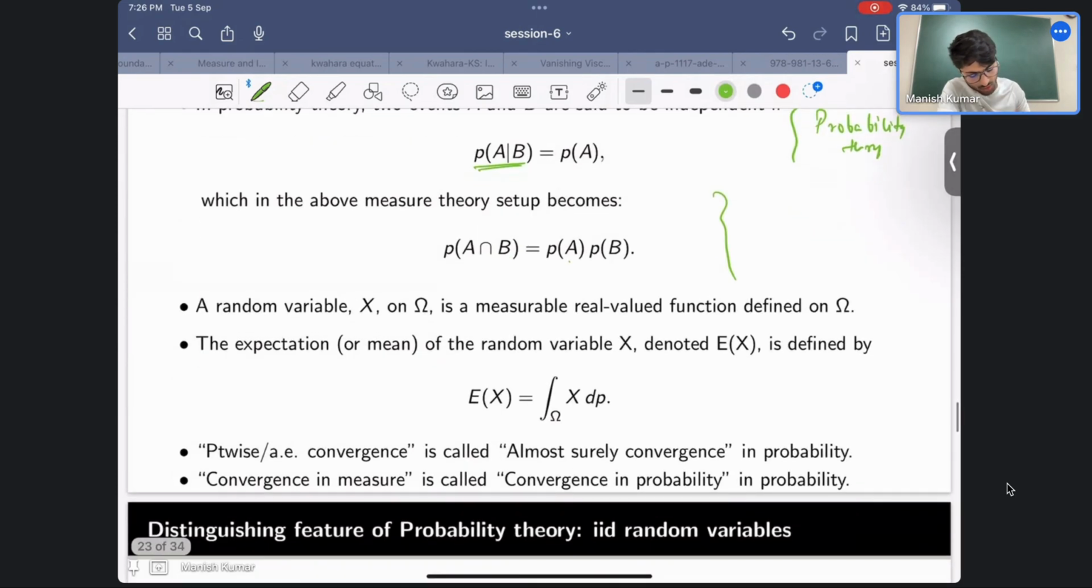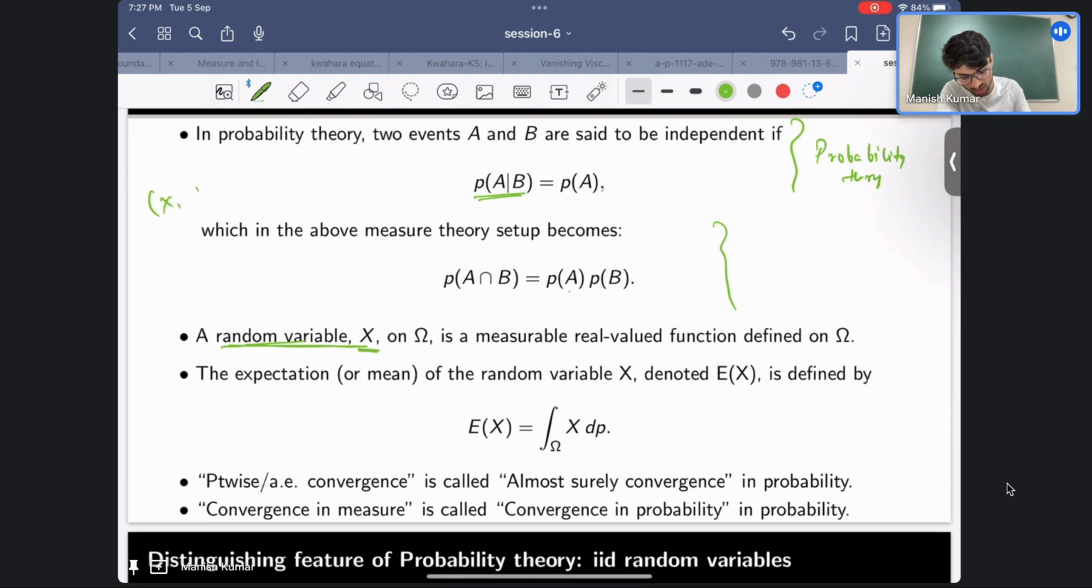Okay, and this random variable x is a term from probability theory. A random variable is nothing but a measurable function defined on omega. Do not confuse this with what I was writing earlier, where x was a set. Here x is a measure. So do not confuse this x with that one.